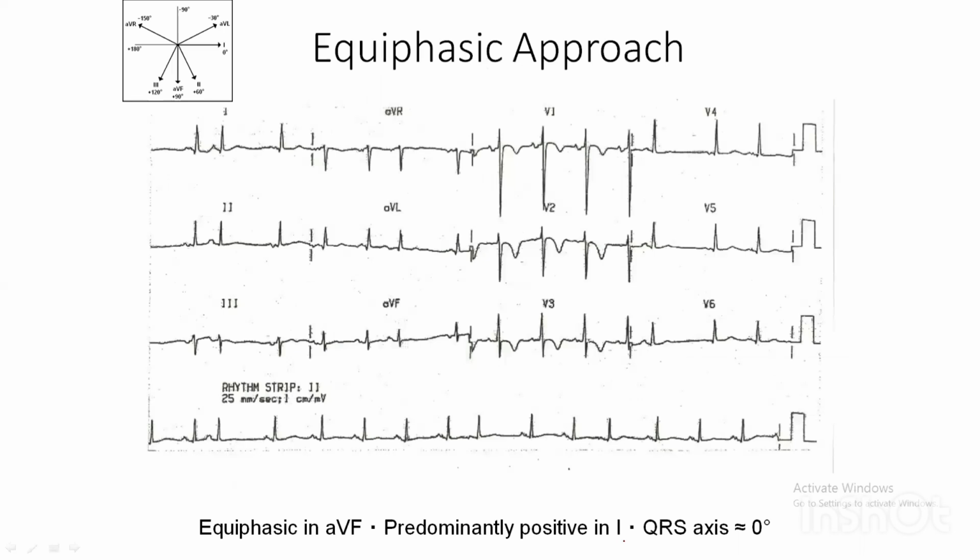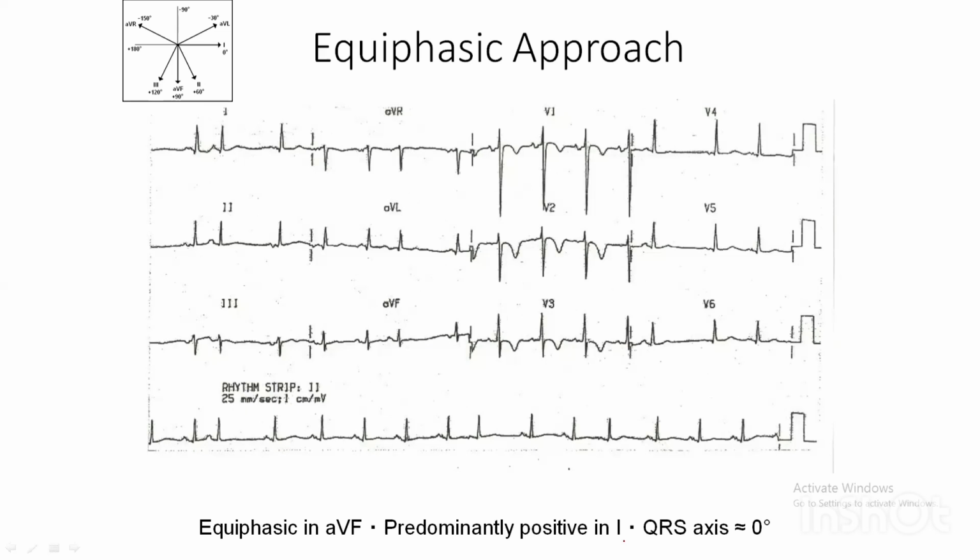Now tell me in which lead it is equiphasic. Here it is equiphasic in AVF. Can you see? Yes, sir. So if it is equiphasic in AVF, the axis will lie 90° from the AVF axis. AVF axis is +90, so it will be at 0°. So 0° is normal axis.